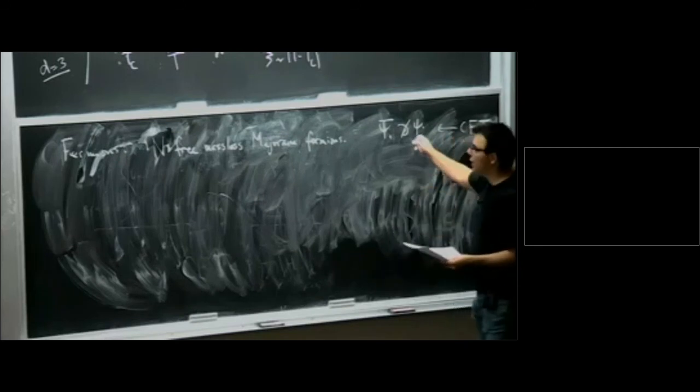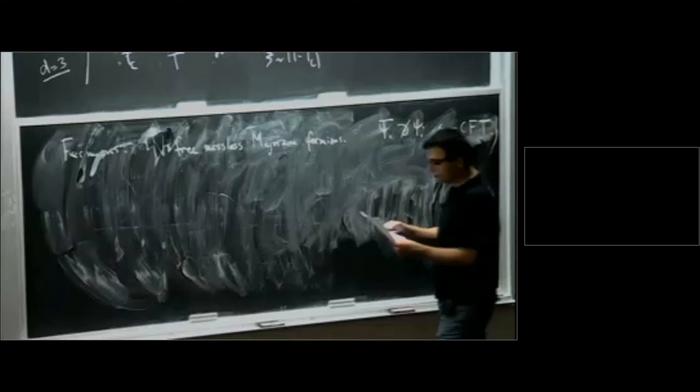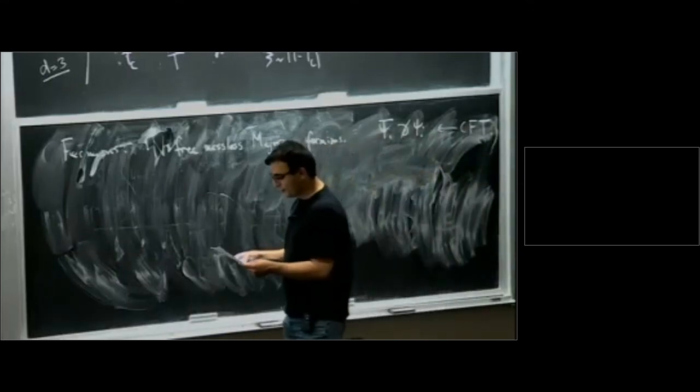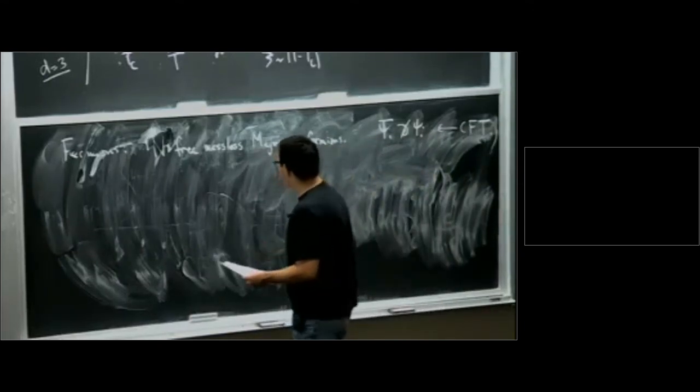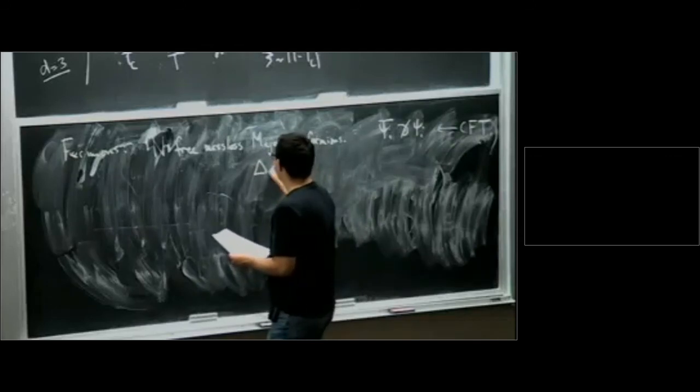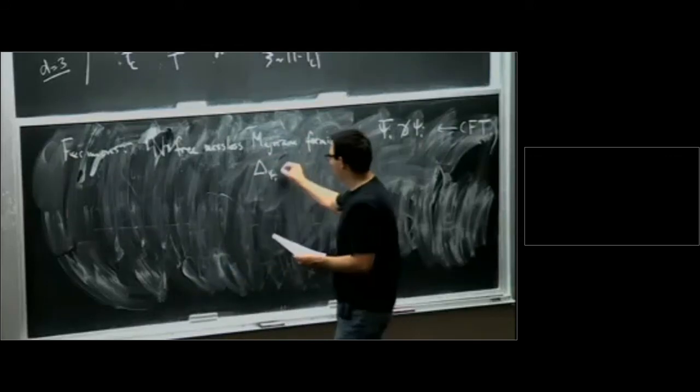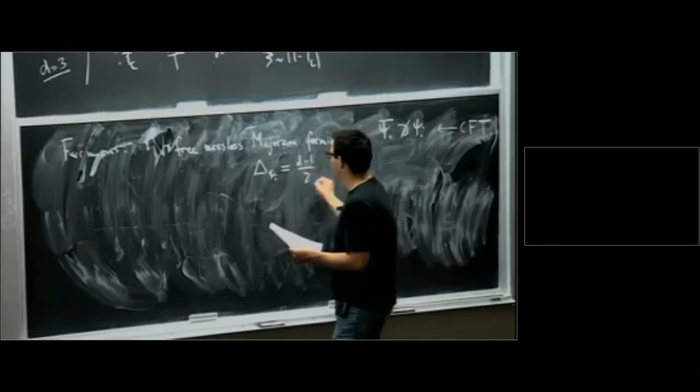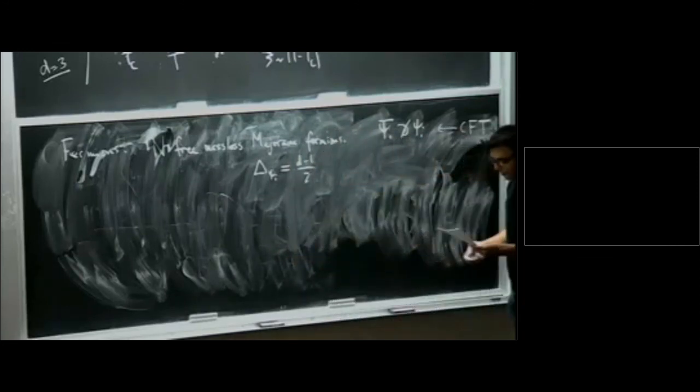By the way, this theory actually has very interesting global anomalies. I'm not going to talk about that. That's current area of research in 3 dimensions. The dimension of the fermion in arbitrary dimensions is d minus 1 over 2. And again, in this theory, one can compute correlation functions using Wick contractions.